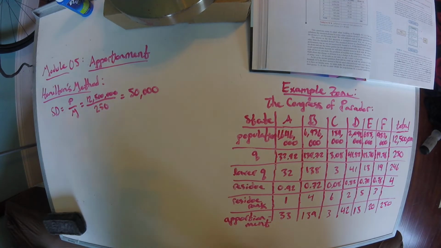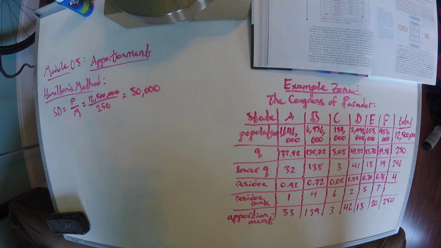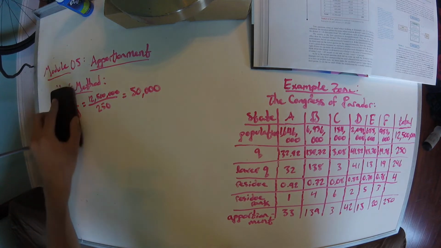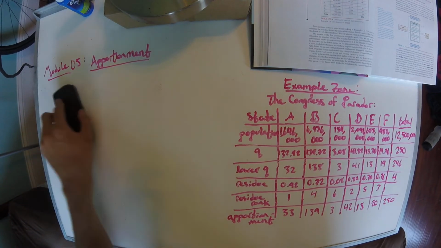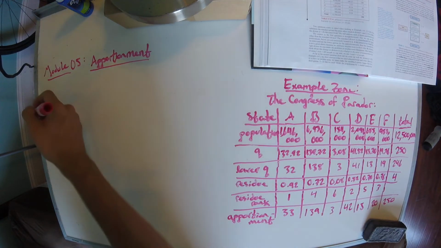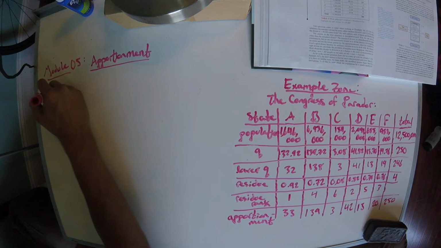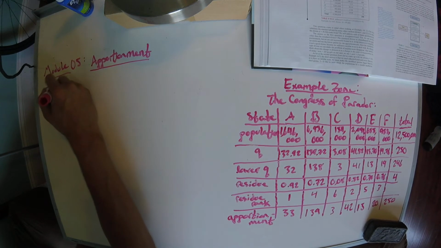Cool, so we've now seen how Hamilton's method would apportion the seats among these states. Now we're going to talk about a different method, and I wonder what it's called. I bet it's named after somebody and not named anything useful. And you probably guessed it, it's named after Thomas Jefferson.